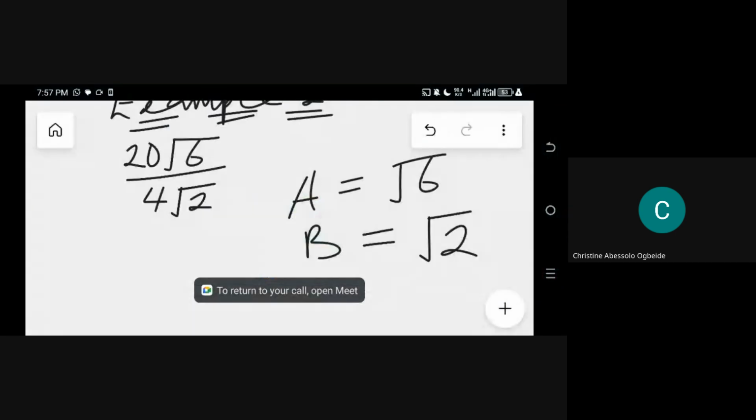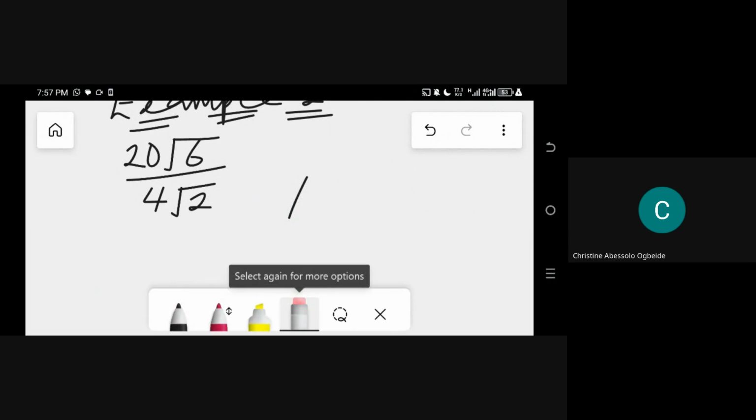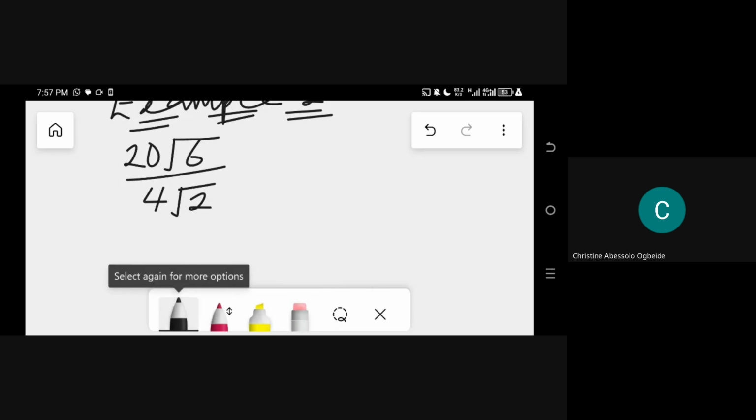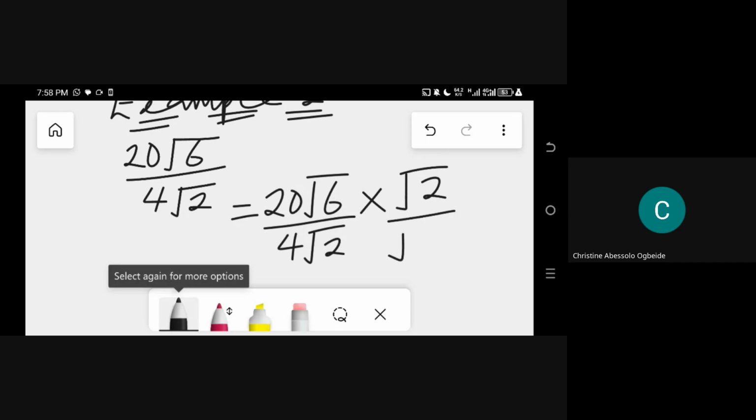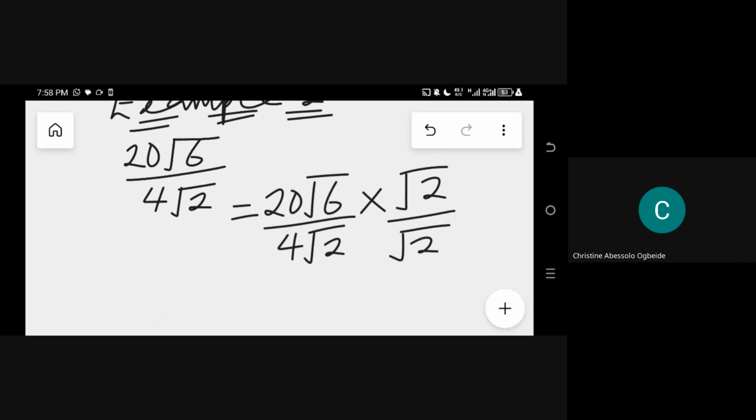Okay, so back to this. We're using root 2 because it is root 2 that we are seeking to eliminate. So if we continue here, we'll have 20 root 6 over 4 root 2, times, now multiplying, root 2 over root 2. So root 2 is what we're using to multiply.